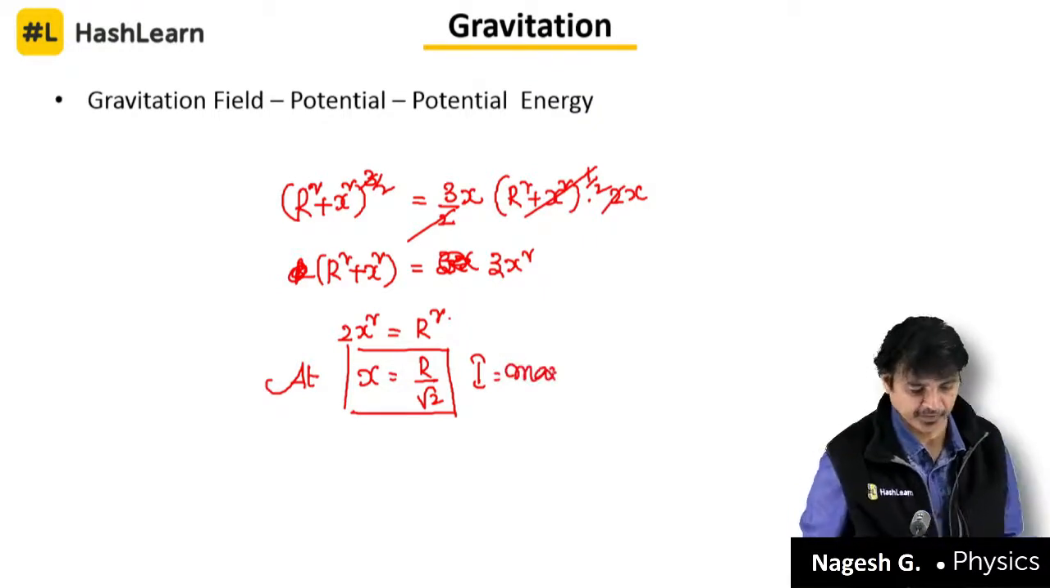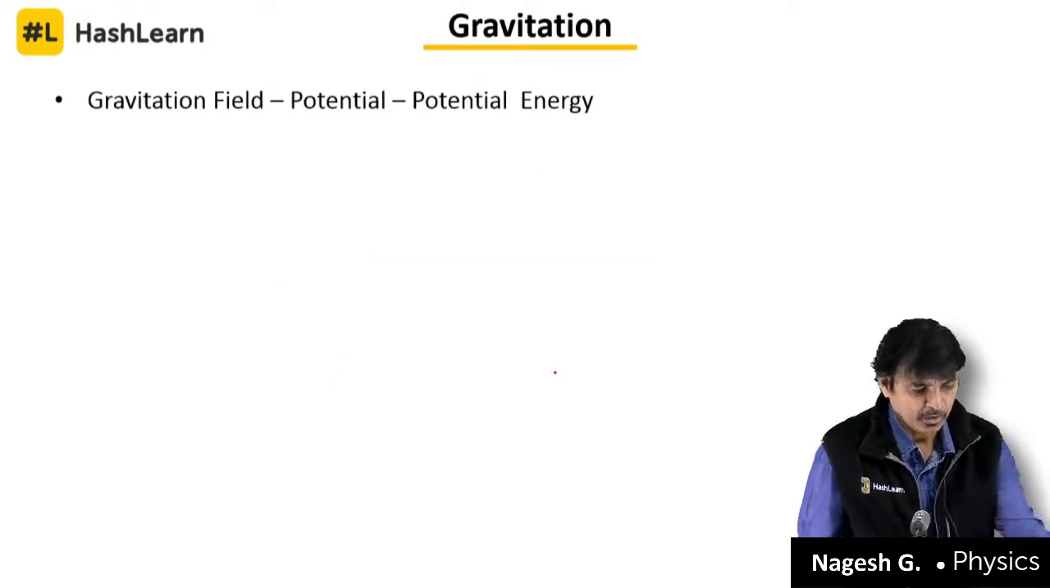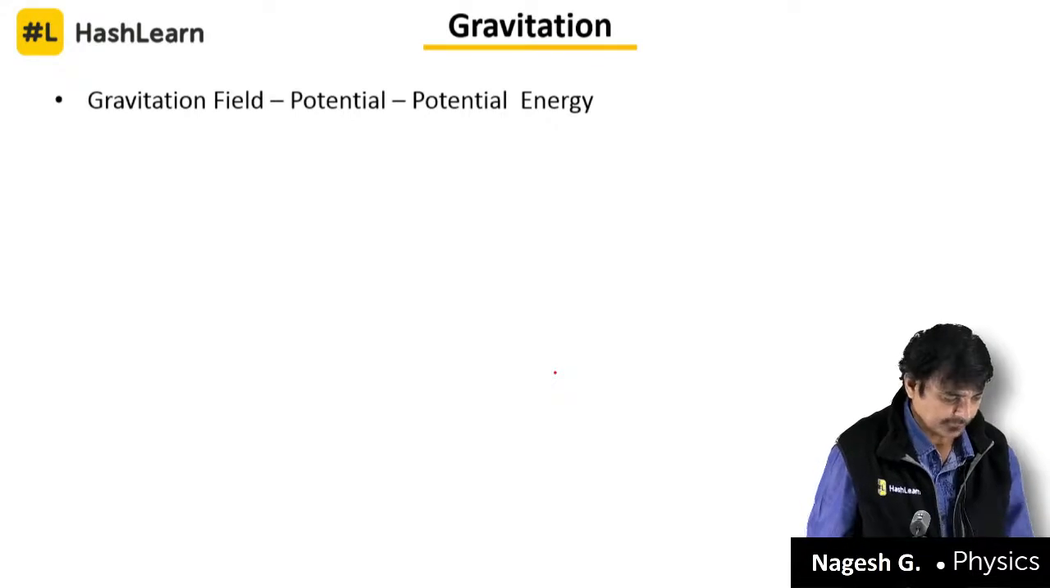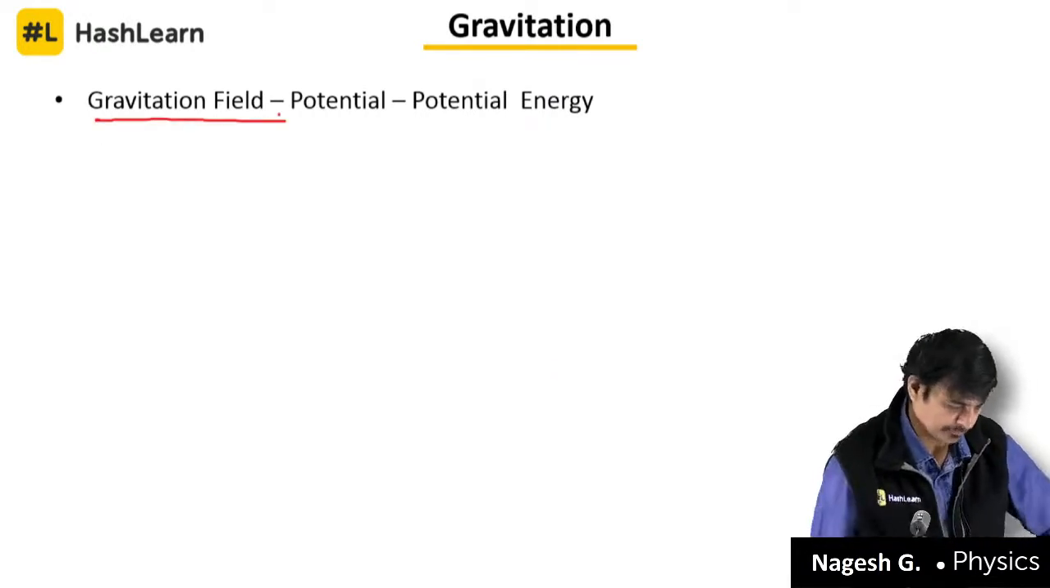This is about the gravitational field of these three types of objects: one is a solid sphere, second is a spherical shell, and third is a ring-like structure. Now let us see the numericals based upon the field concept. When you observe the field concept, the problems are more prominent in this. So, problem number 1, numericals on gravitational field.